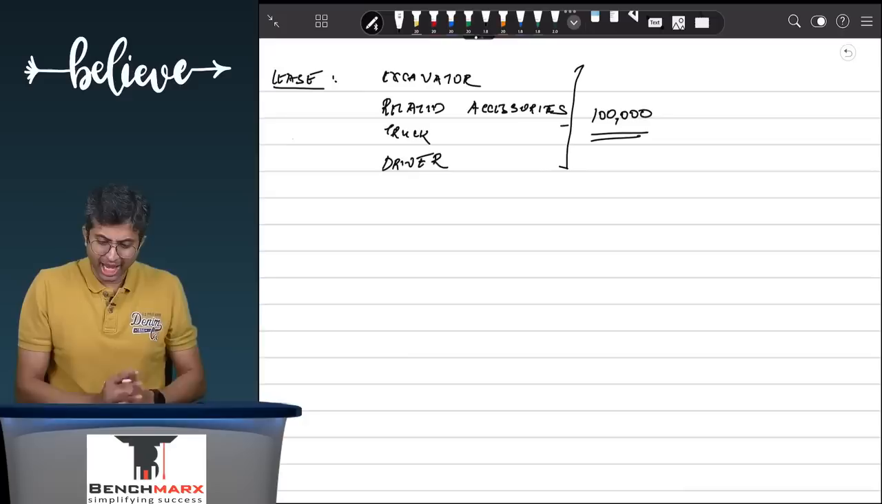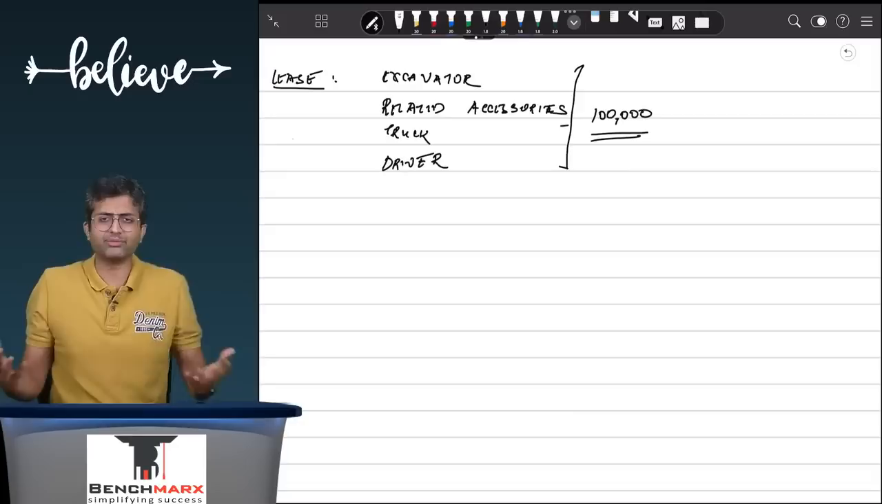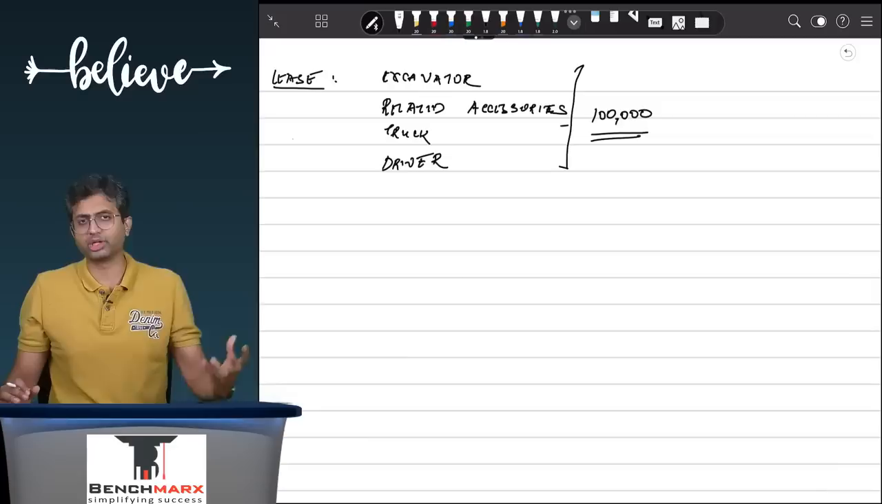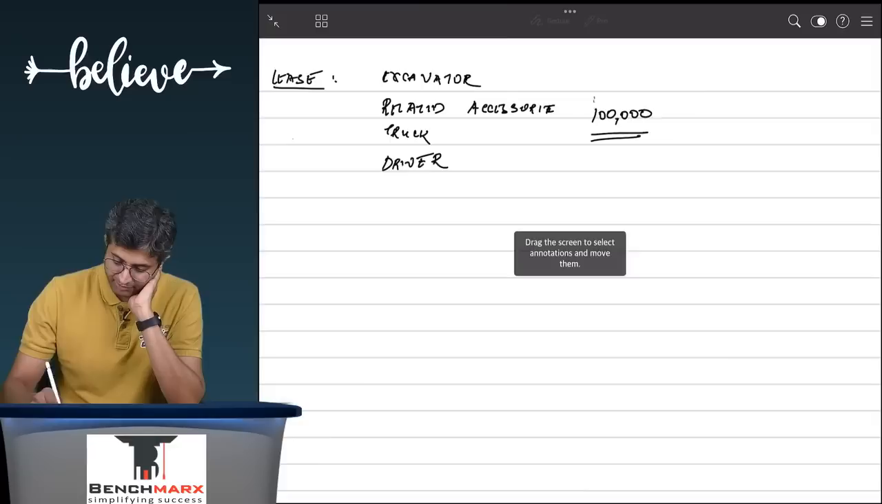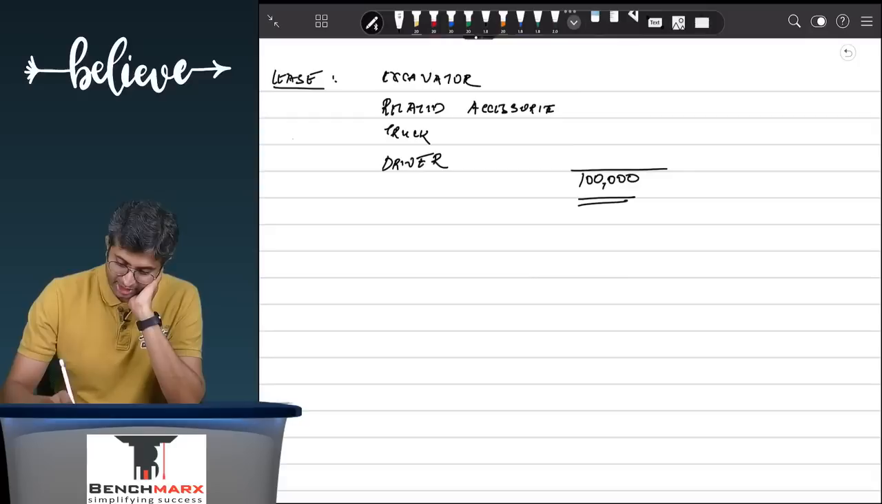The truck is an underlying asset, but the driver provides service. You don't control the driver. I mean, you don't really own the driver. There's no identified asset here. So let's say for all of these put together, we have agreed in the contract to pay 1 lakh. The excavator is considered a lease component, related accessories also a lease component, the truck is also a lease component, and the driver is a non-lease component, you are getting some service.